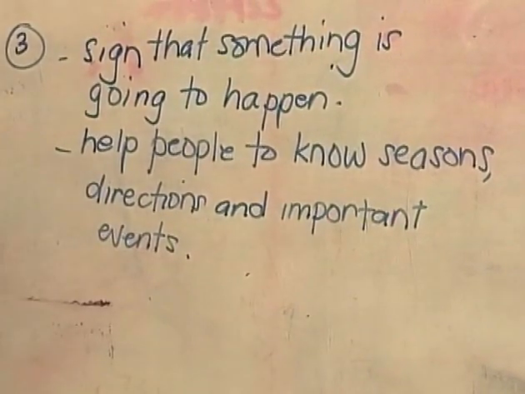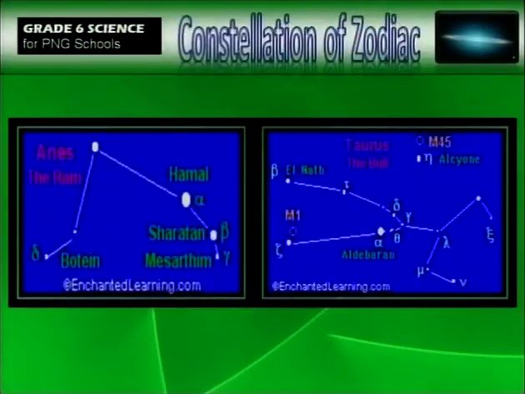Okay, so star patterns also help people to know seasons, directions, and important events. Okay? Thank you, receiving students. Now the model class for your answers. So here, as you can see on the screen, it's a constellation of zodiac.